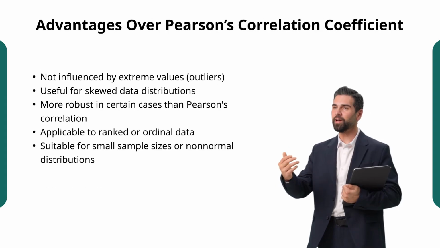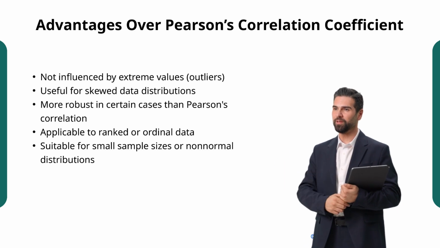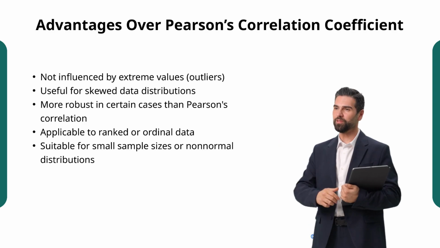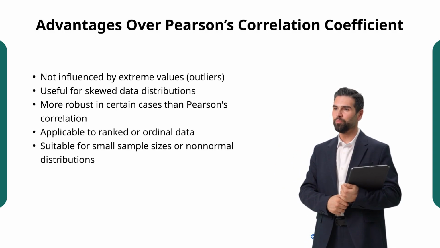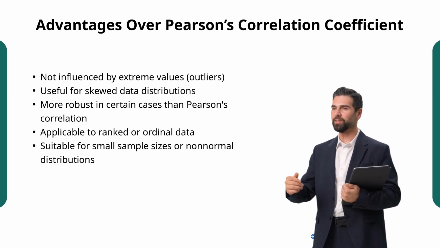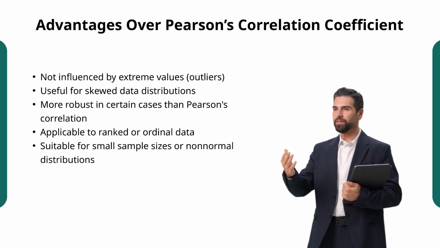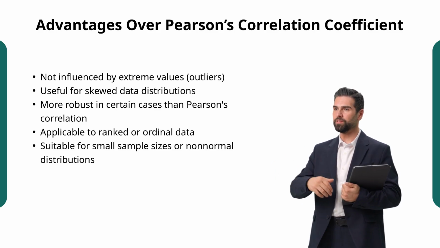Now, let's compare Spearman's rank correlation with Pearson's correlation coefficient, another method you might have heard about. While Pearson measures linear relationships based on raw data, Spearman provides an alternative that has its own advantages, especially when it comes to dealing with challenging datasets. One significant advantage is that Spearman's method is not influenced by extreme values or outliers.